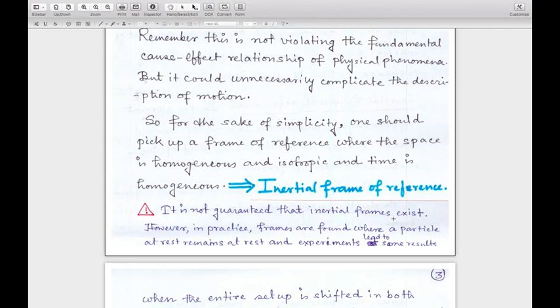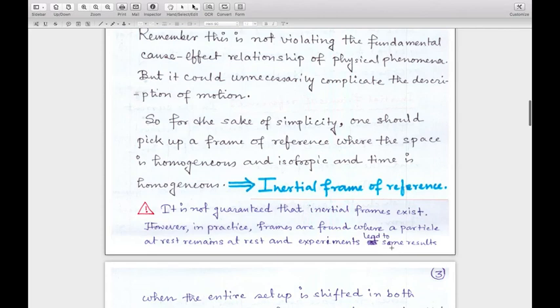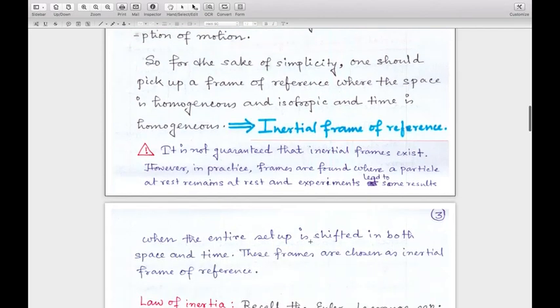But in practice, frames are found where a particle at rest remains at rest. And experiments lead to the same type of results when the entire setup is shifted in both space and time, and also when the total setup is rotated or oriented in an arbitrary direction in space. We can see that the experimental results are always the same. So from that, we can understand that although we don't know mathematically whether this always exists or not, in practice there is always a possibility to find such a frame of reference.